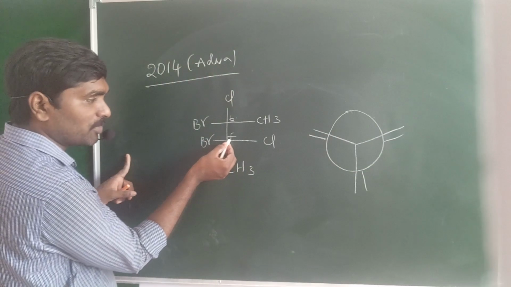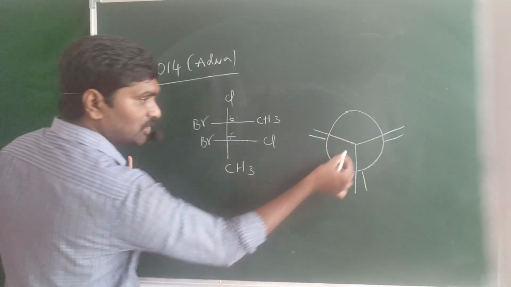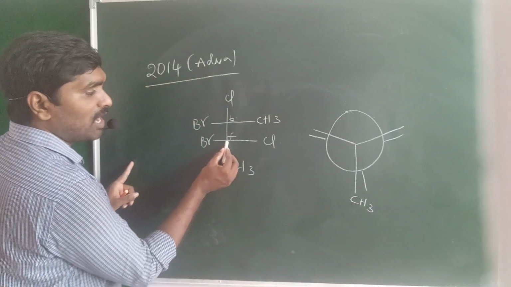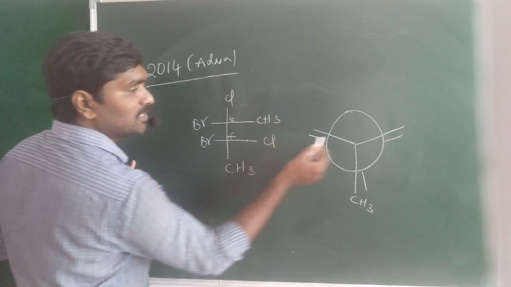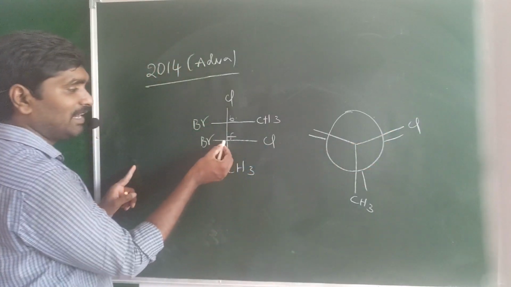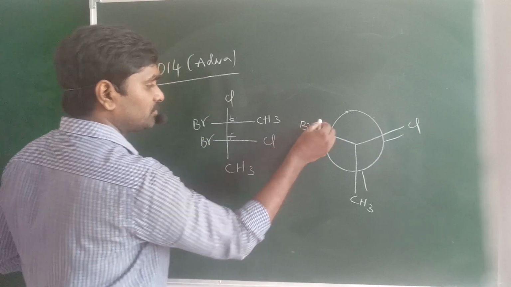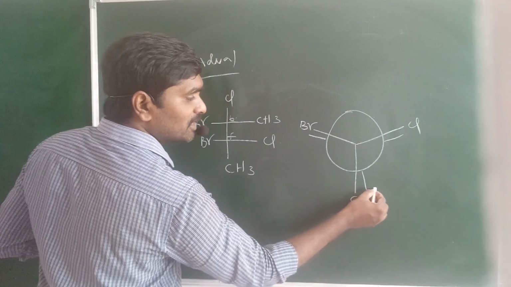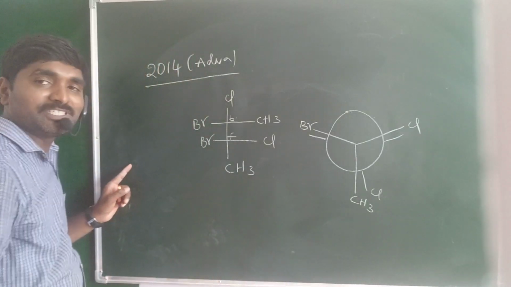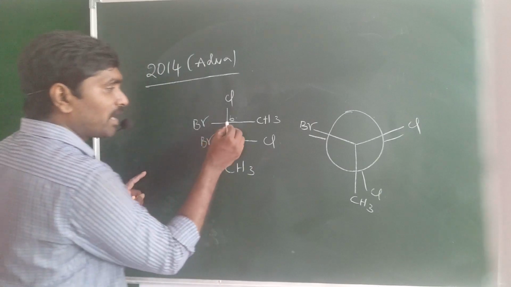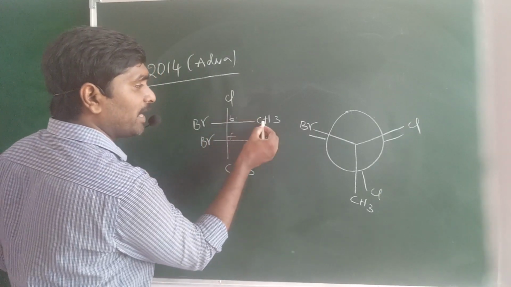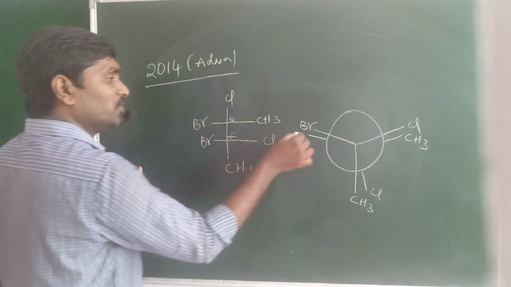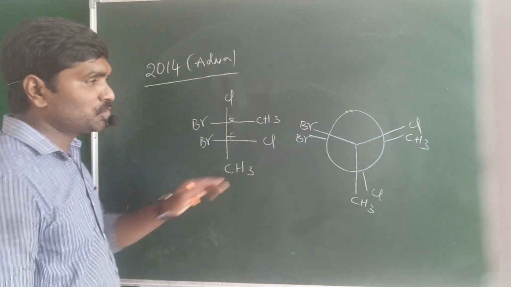On the front side carbon, on the vertical line you have the CH3 group. On the right side you have the Cl, and on the left side the Br. Again on the back side carbon, on the vertical line you have the Cl group, which is nearer to the CH3, because this is the eclipsed conformation. On the right side you have the CH3 group, and on the left side you have the Br. So that is the eclipsed conformation.